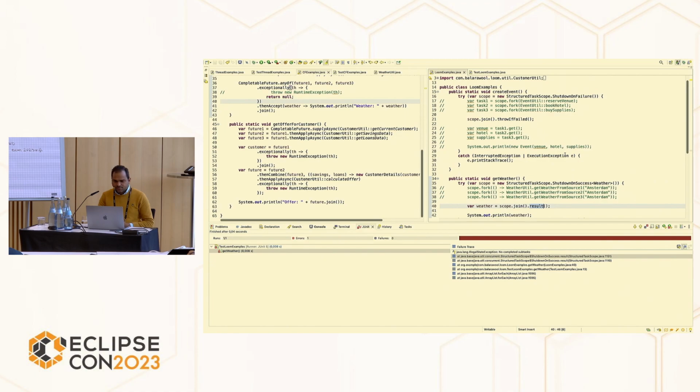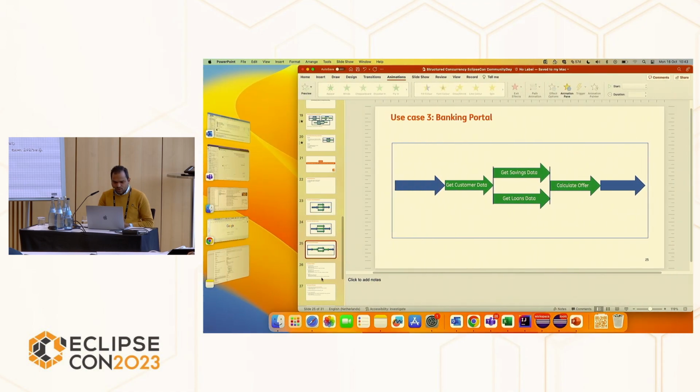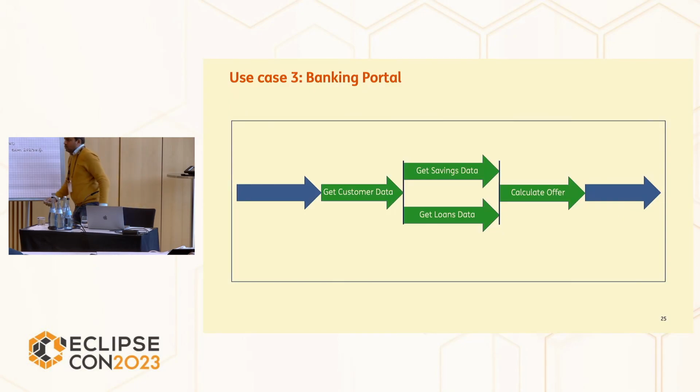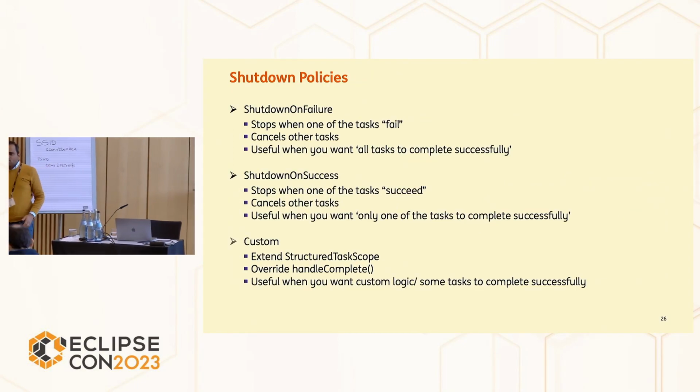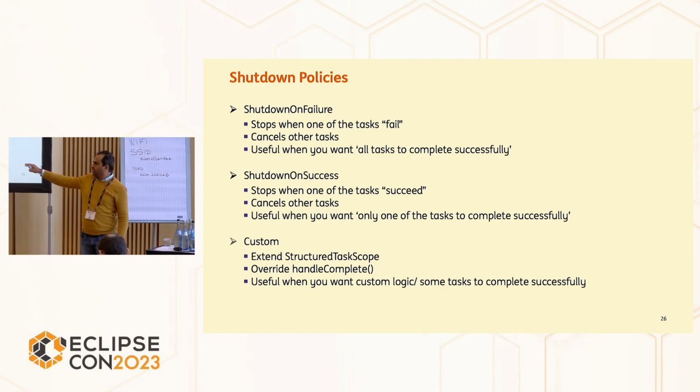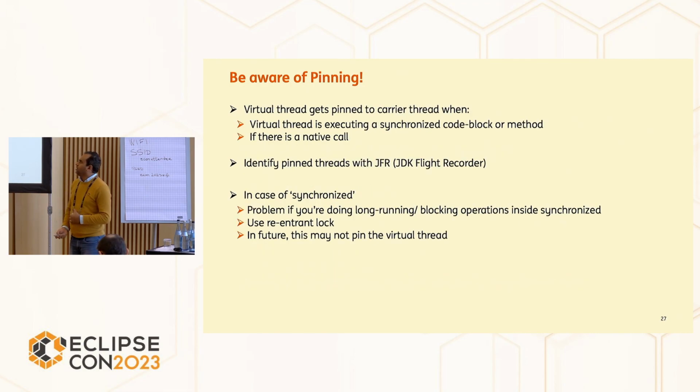That's it. I think these are the things that I wanted to show you. Let's go back to the presentation. What we saw were shutdown policies, like shutdown on failure and shutdown on success. But you can also create custom shutdown policies. And that was the original question from you. So you can have your custom scope, and then do whatever you want. Maybe you want to finish when two of the subtasks are finished, or three, or some special combination of your subtasks. You can do all of that by extending StructuredTaskScope.